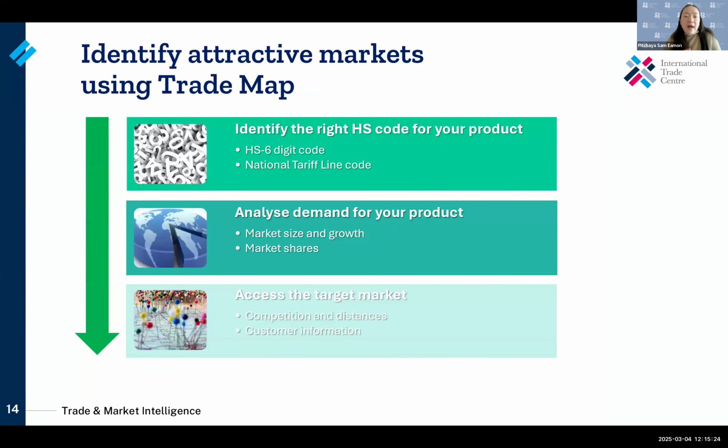So in order to identify attractive markets using Trade Map, first things first, you need to identify the right HS code for your product. This is extremely important that you find the right HS code with the description that actually covers your product. Then you'll be able to analyze the demand and the dynamism of the market using Trade Map, and of course, you will also be able to see a preview of the market access conditions, such as the average tariffs in a specific market. But of course, I will complement this with the live demonstration of Market Access Map. So let's continue.